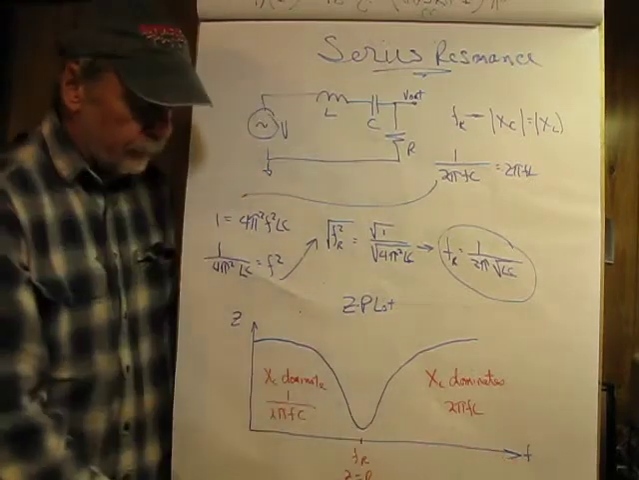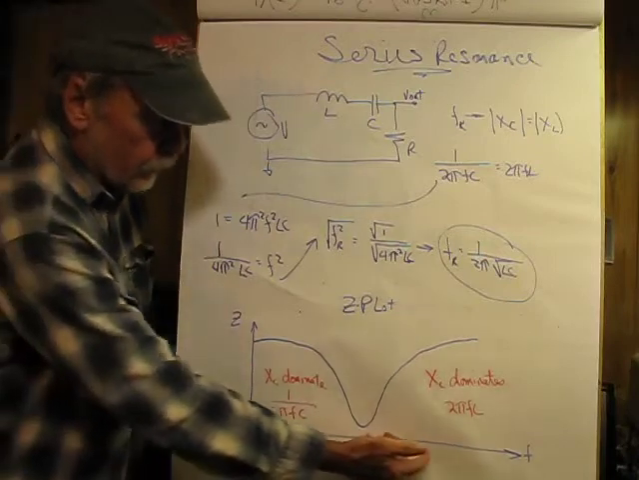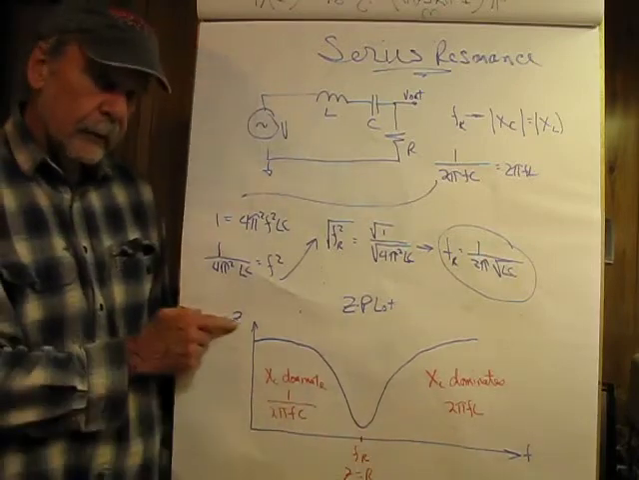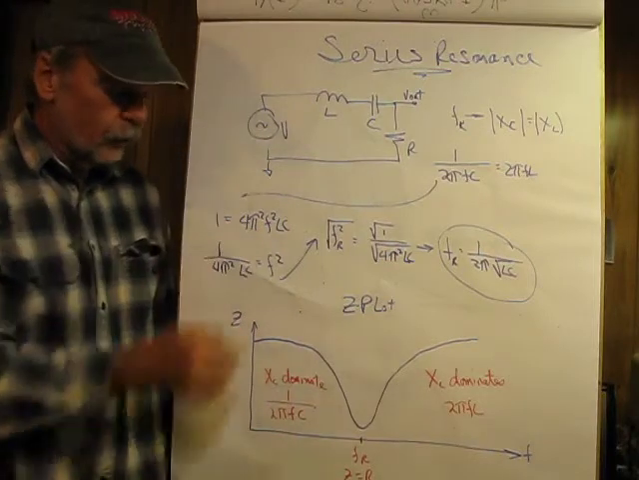So if we take a look at a curve here, an impedance plot of this, notice we have F on the axis down here, the x-axis, and Z is a function of this, and what we're going to do is change the frequency of our source here.